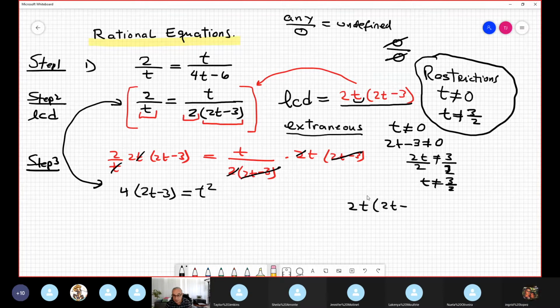Look, and you enforce it to be 0. Of course, 2 is not 0. T is 0, and 2t minus 3 equals 0. But exactly, you need to avoid this situation. So, no 0, and no 0.